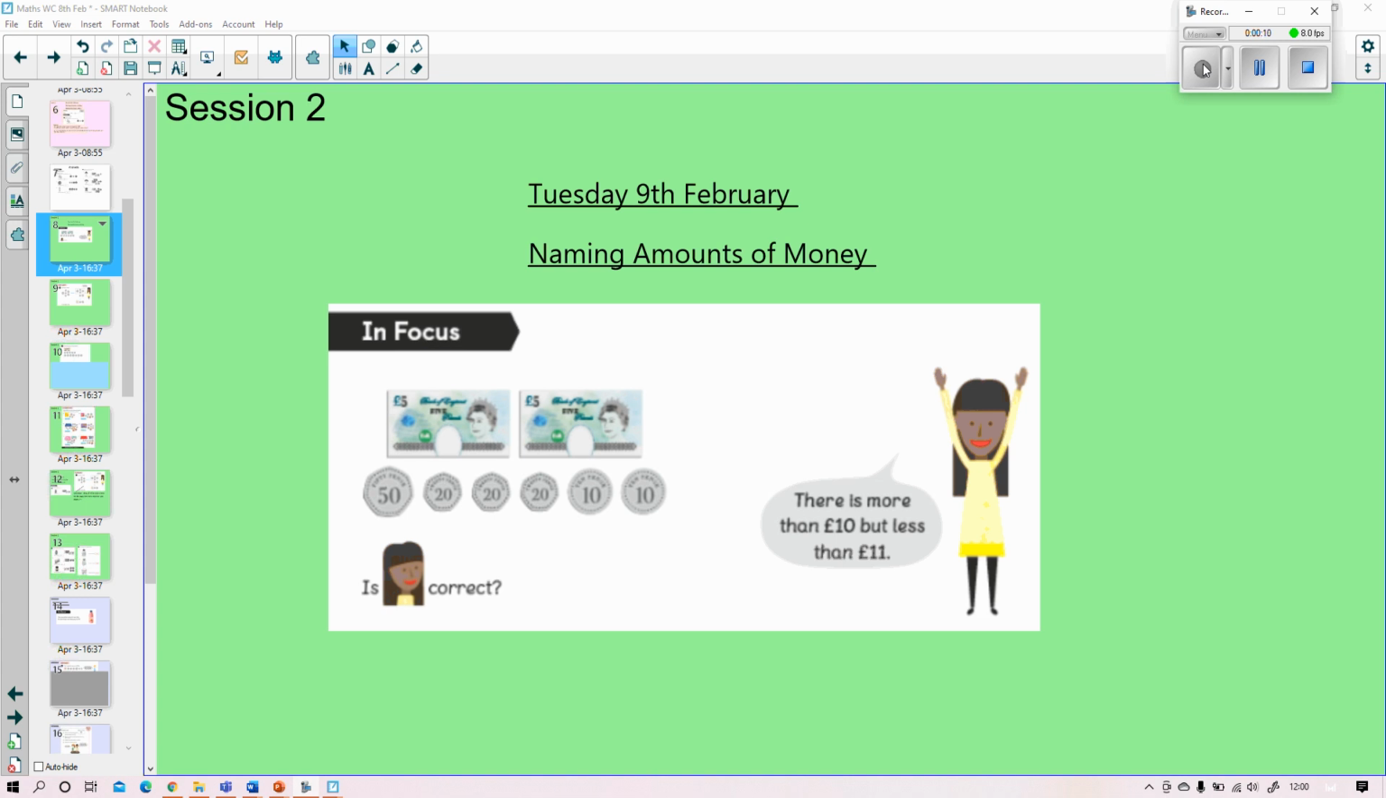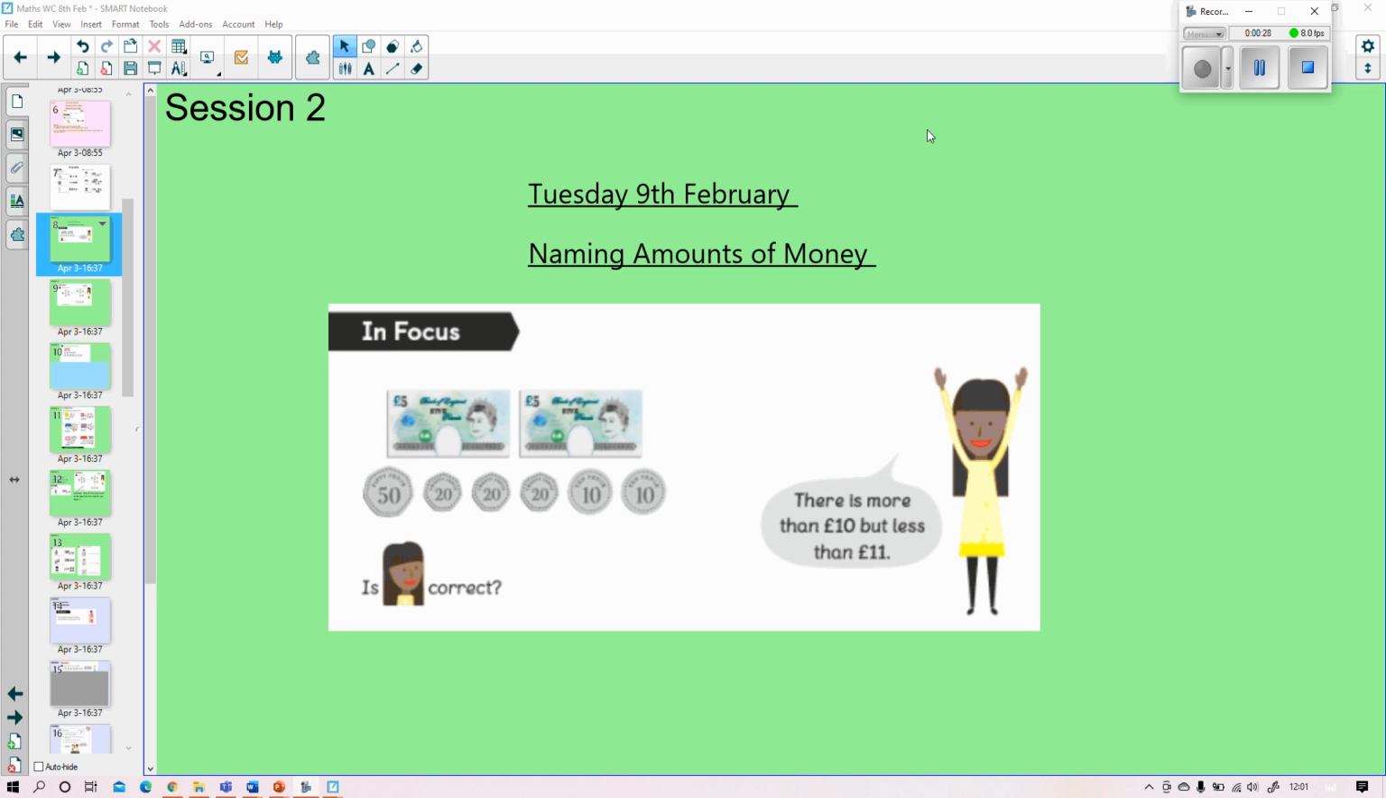Today we are again naming amounts of money. It's going to be a little bit easier for you, especially if you're at home, if you can have the coins today. So if you can find them or maybe even just draw them and cut them out, something like that, that would be really helpful.